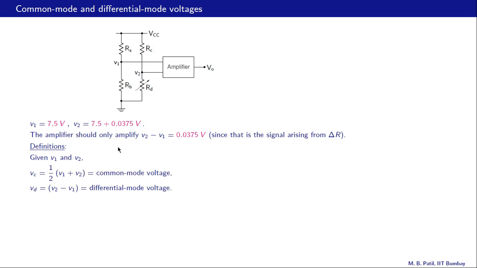Let us learn some definitions. If we have two voltages V1 and V2, the common mode voltage is defined as the average of the two, half V1 plus V2, and the differential mode voltage is defined as V2 minus V1. The common mode voltage is denoted by V sub C and the differential mode voltage by V sub D.